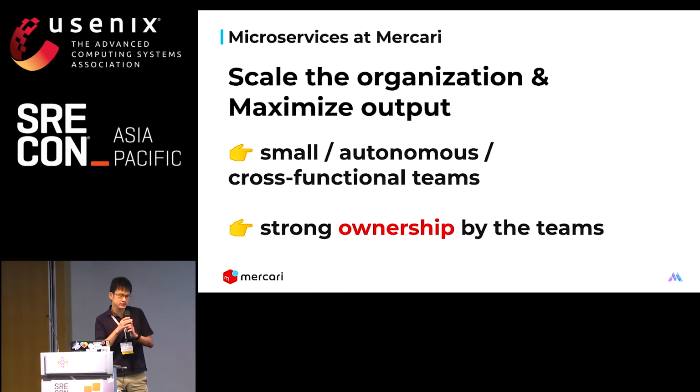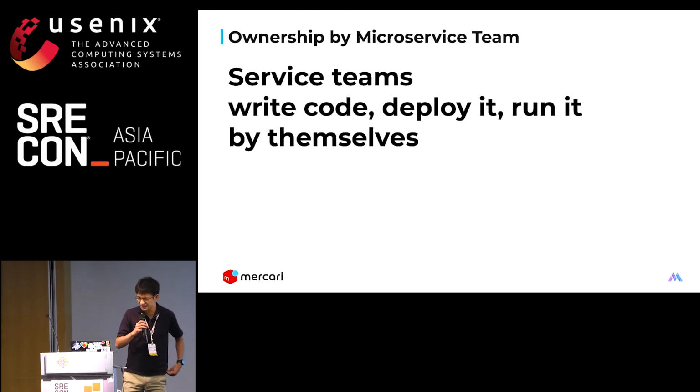So we started to migrate to microservice architecture to scale our organization and maximize the organization's output. By using microservice architecture, we can organize small, autonomous, and cross-functional teams. To realize this, giving end-to-end responsibility and strong ownership to microservice teams is important. Okay, so microservice teams are expected to write code, deploy it, and run it by themselves.